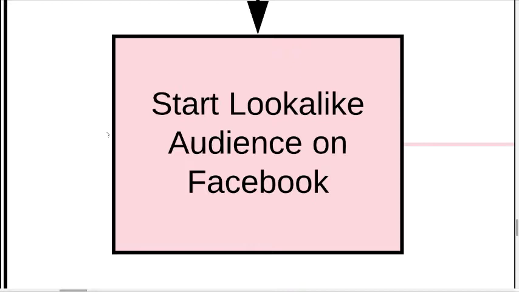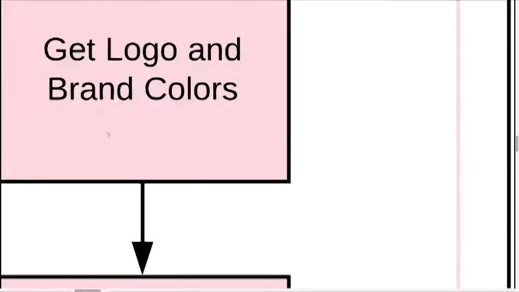We'll look at the characteristics of all those people on your list, and then we'll make another list that looks exactly like them. So when you go to Facebook, you're not just shooting randomly. You're looking for people that look like your audience.